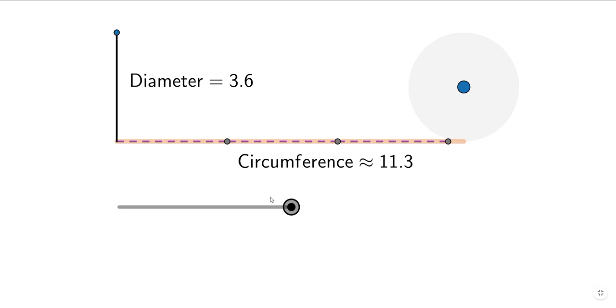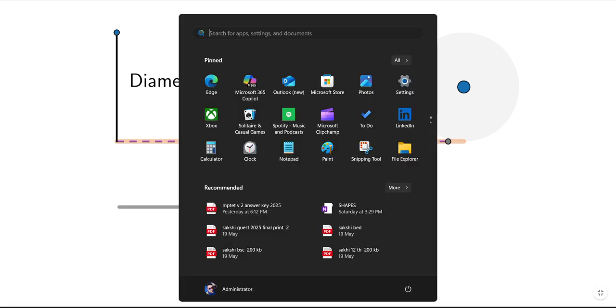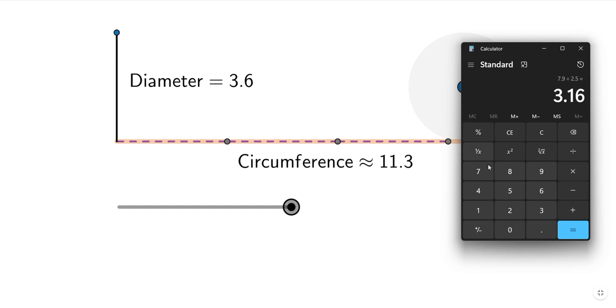Now look at this calculator. When we divide 11.3 by 3.6, which is equal to 3.13888, we can round it off to make it 3.14, right? And this is the value of pi, 3.14.